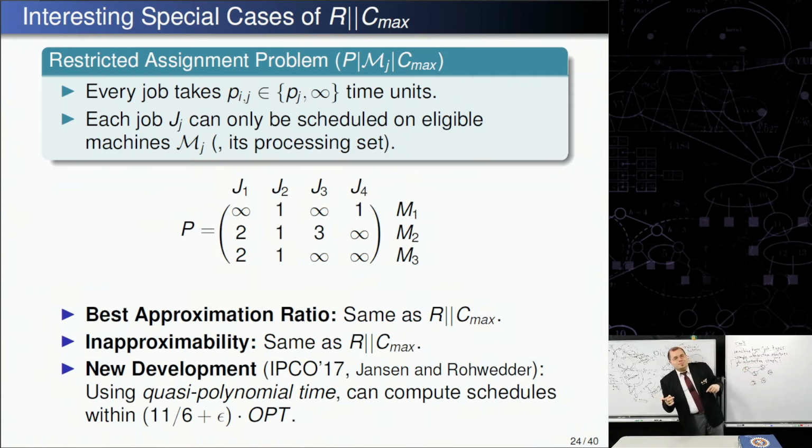So its processing time is either going to be p_j, the length of the job, or infinity, meaning you can't place that job on that machine. The set of machines it can be processed on are so-called processing sets. Here's a quick example. Notice that in my matrix I have job 1. The job only takes 2 time units on any machine it can be scheduled on, but it can't be scheduled on machine 1. That's just the general flavor of this problem.